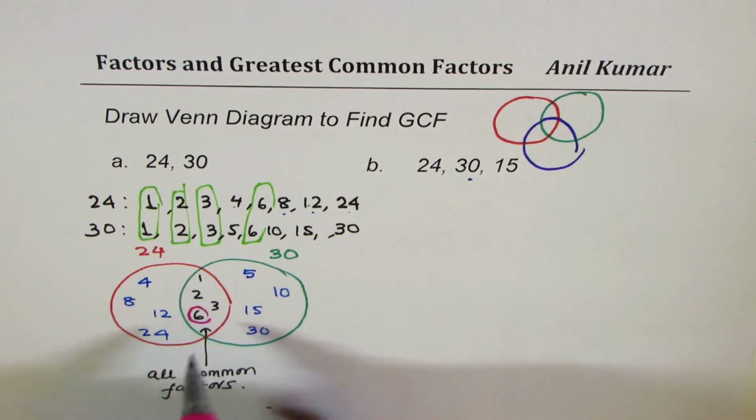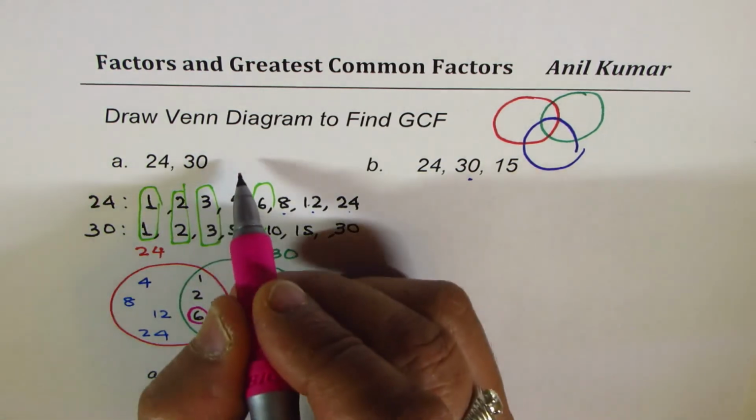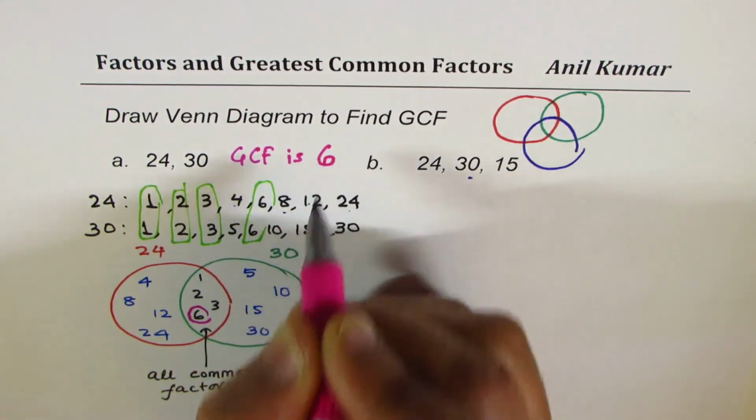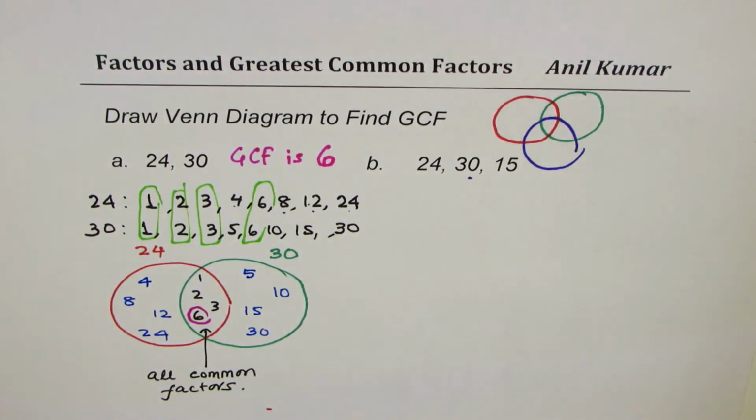Among the common factors, 6 is the greatest. So we can say the greatest common factor is 6. Perfect. Now, I hope you have understood how to create Venn diagrams.